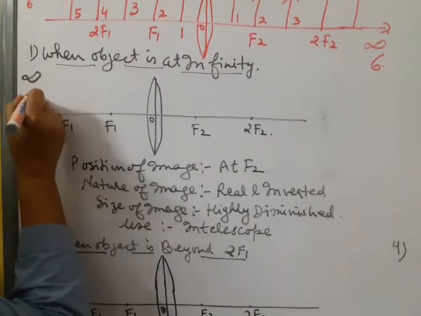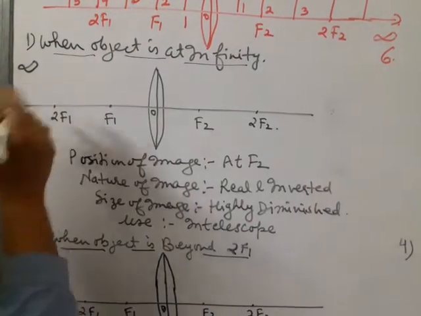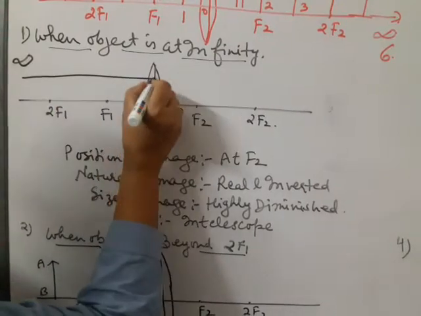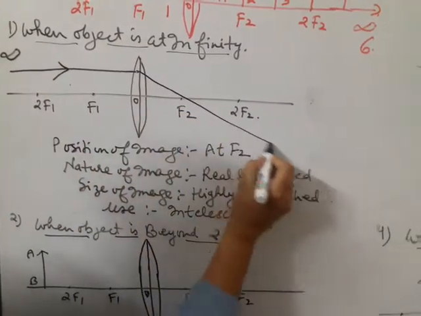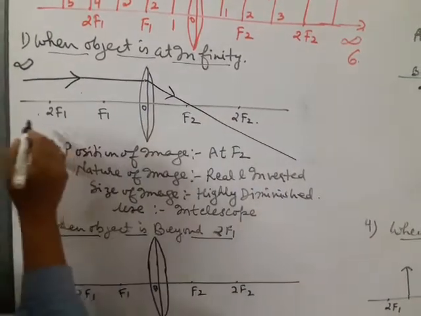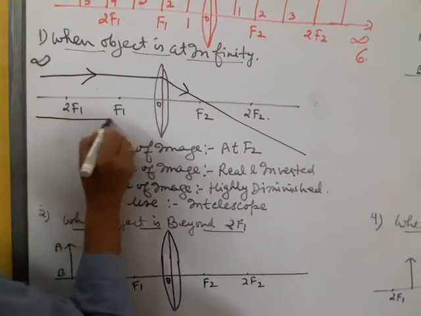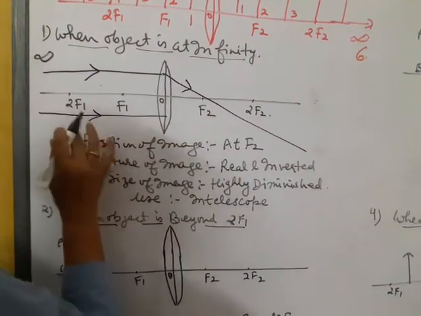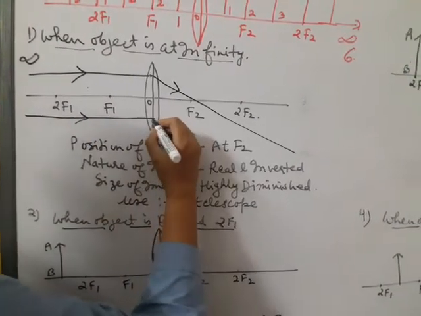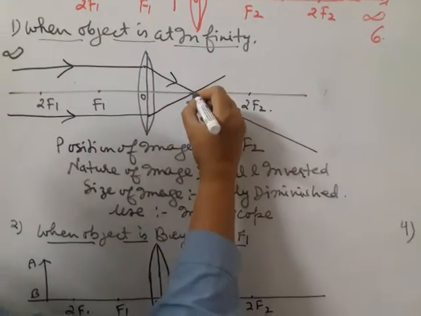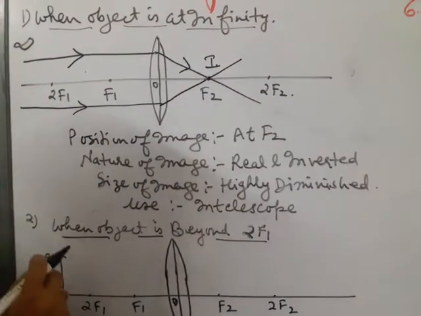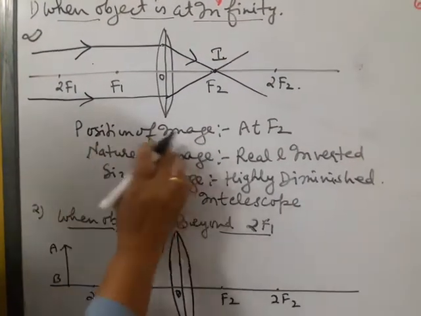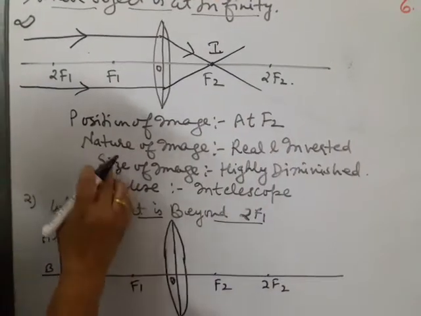First ray parallel to the principal axis will pass through focus. Second ray also coming from infinity parallel to the principal axis will pass through focus. Here at this point F2 image is formed. Position of image is at F2.